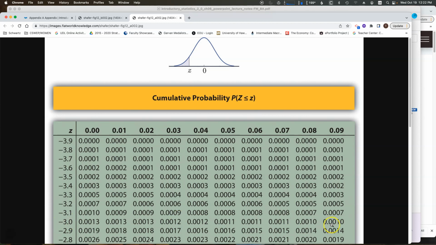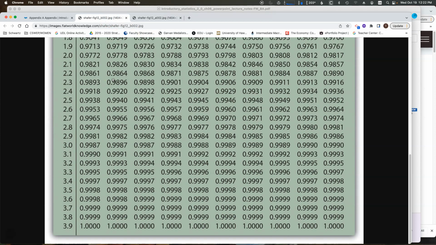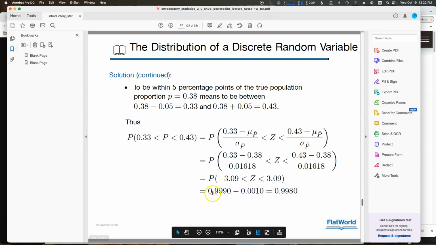Negative 3.09 is 0.0010. That would be our left tail. And 3.09 would be 0.9990 right here. That's our right tail. So you see you have to subtract the two, because now we're not trying to find the tails. We need to subtract the left tail from the right tail. When we subtract those two values, we find that 99.8% of what we've got is going to exist within 5 percentage points of that population mean. It's a pretty broad range. That's going to cover most of our individuals.